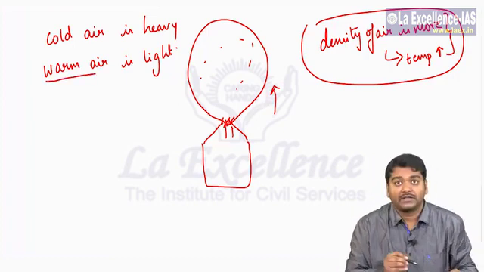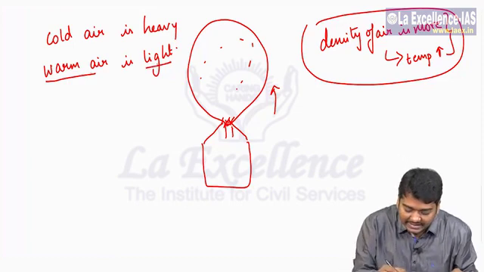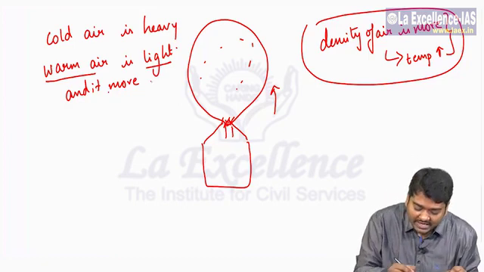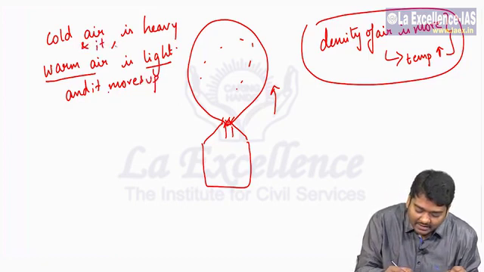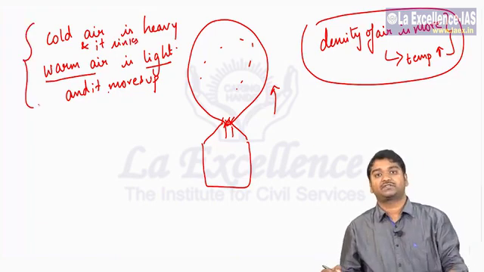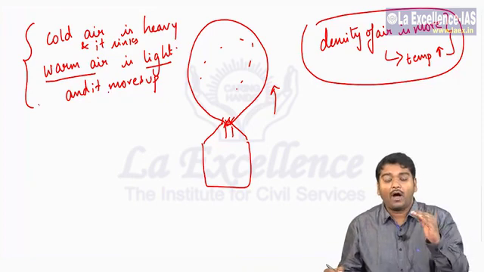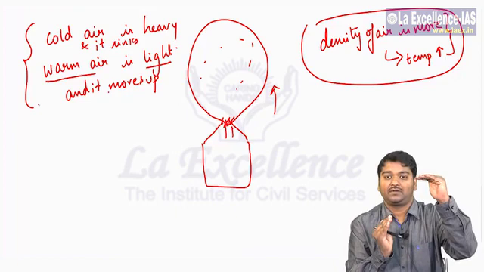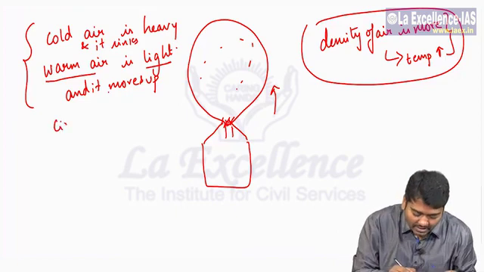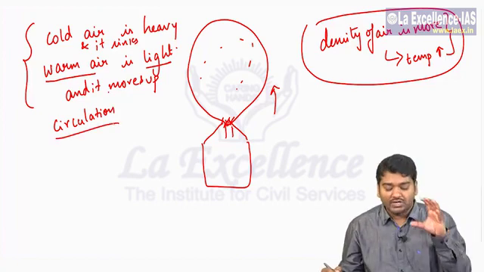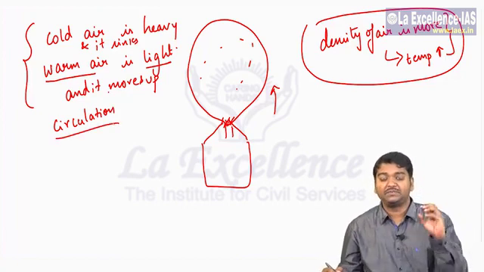Warm air, that is hot air, is light and it moves up, whereas cold air is heavy and it sinks. These two are very, very important for us. What did we see? Warm air rises, cool air comes down. So this is what air circulation is all about. Correct? So now I have explained some basic concepts.